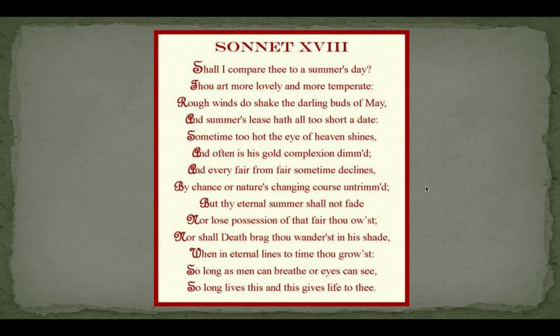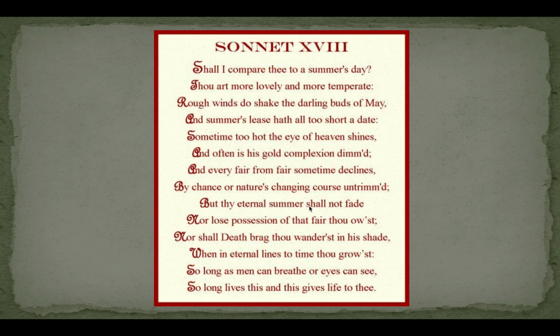So here we're heading into the third quatrain, and here's where we're going to find that volta. But thy eternal summer shall not fade. What? There's your volta, starting with a but. Now, not every volta is this obvious, but there's a twist here, or a turn. It's a change in mood. Everything goes away. But thy eternal summer shall not fade. Well, how can that be? If everything dies, if everything goes away, how can it be that thy eternal summer shall not fade?